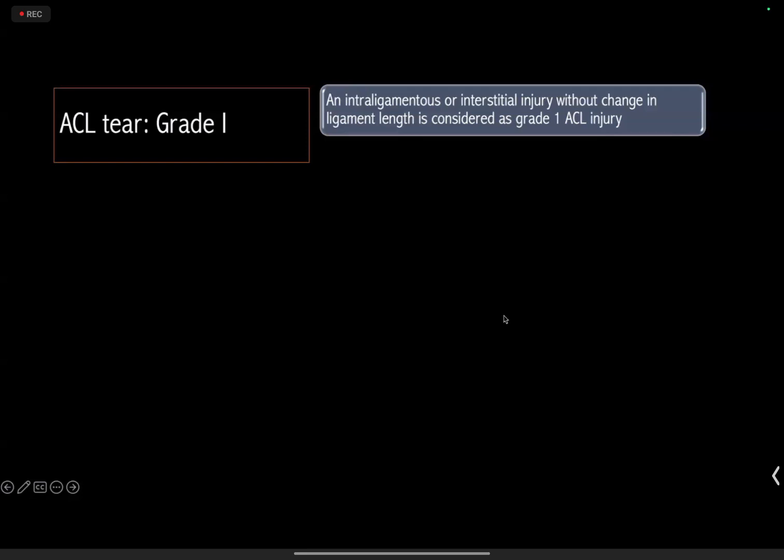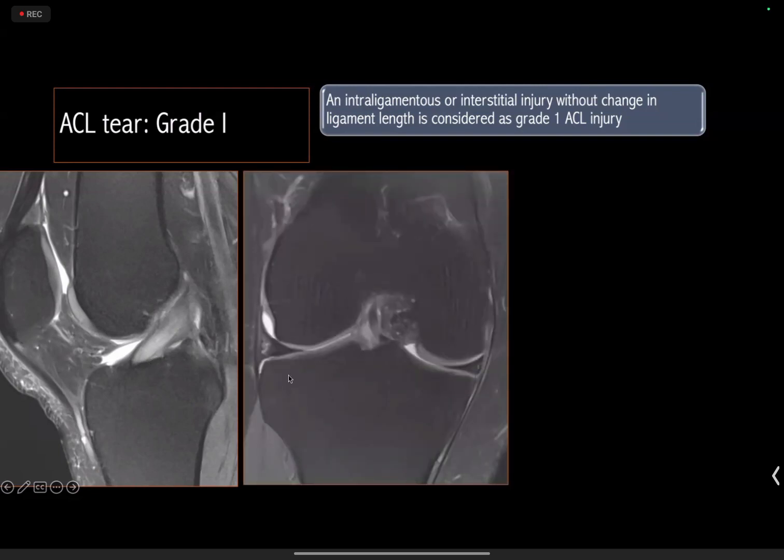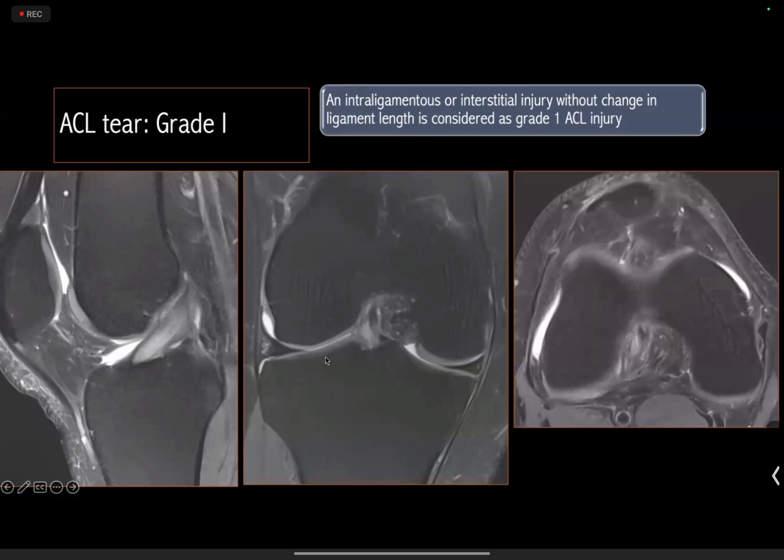So let's talk about the gradings. As I said, presence of a signal intensity within the ligament would help us classify it as a grade 1 injury. But we need to take care that if there is normal intrinsic signal within the ligament, or if there is no active trauma or no history of twist given by the patient, then classifying it as a grade 1 injury would be controversial.